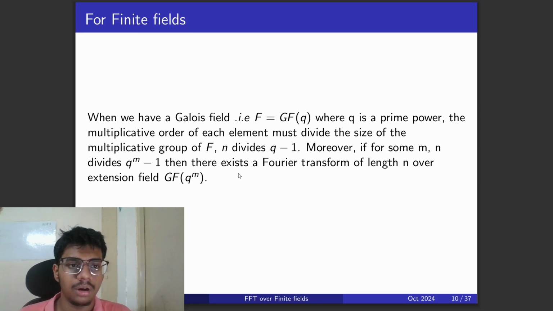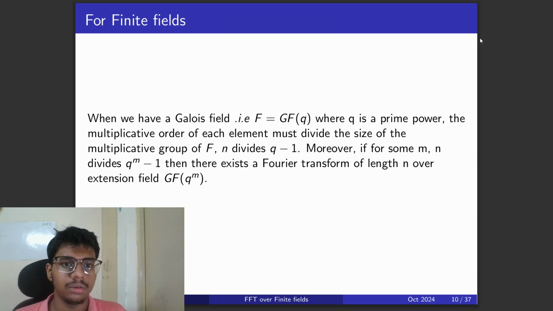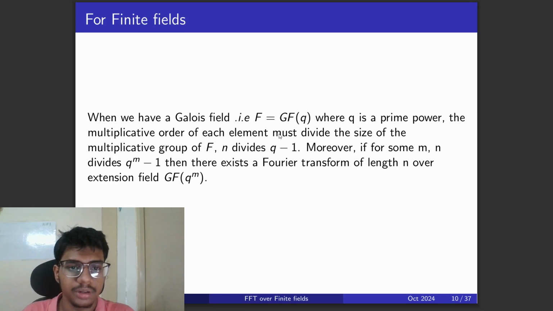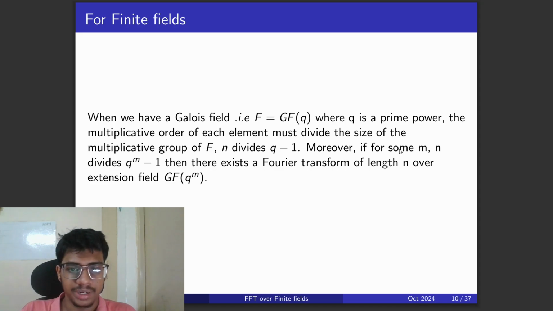So moving on. Let's talk about finite fields. For finite fields, we take a Galois field, and we will assume F is equal to GF(q), where q is a prime power. As we discussed before, the size of the multiplicative group of a Galois field should be divisible by the multiplicative order of each element. So that's why n divides q minus 1.